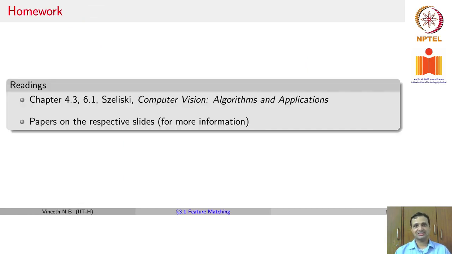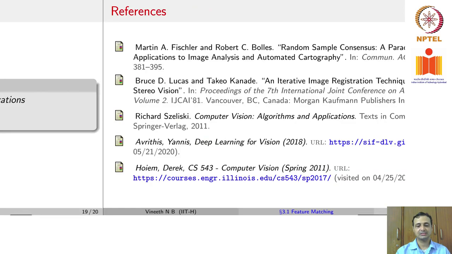That concludes this first lecture on feature matching. We'll see a few other methods also as we go, but your readings for this lecture are chapter 4.3 and chapter 6.1 of Szeliski's book, as well as, if you're interested, the papers on the respective slides for more illustration, and the references are here.